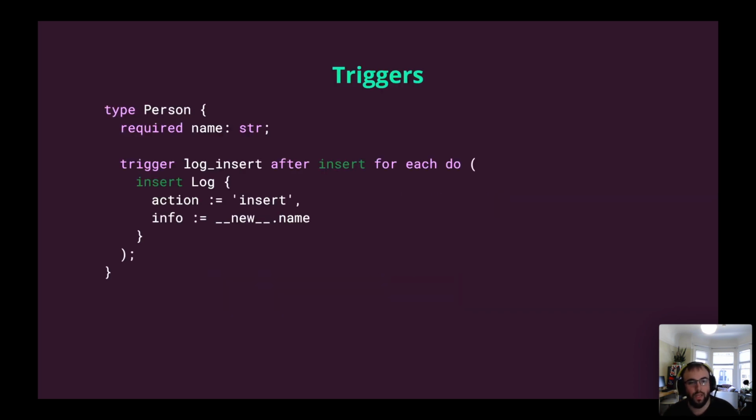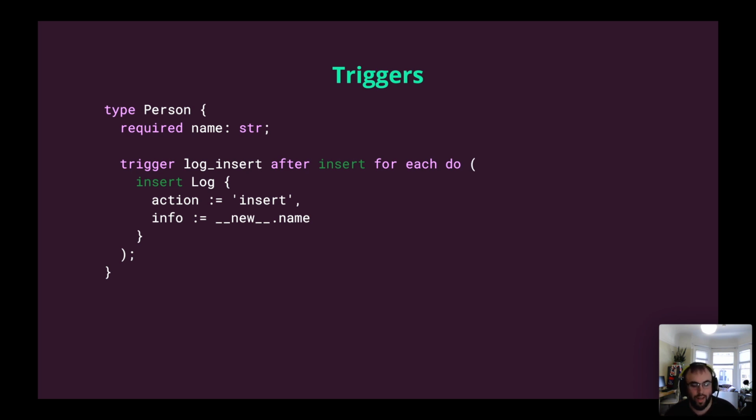So the most basic example of a trigger and a pretty common use case is simply building an audit log, logging actions that happen in your database. So here we have a person type, and obviously in a real application it would have many more fields. But we declare a trigger here that we call log insert that's declared to run after each insert. And for each element inserted, it runs the body of this, which here is inserting an element into a log type that logs we've done an insert, and here's the name of the person we've inserted.